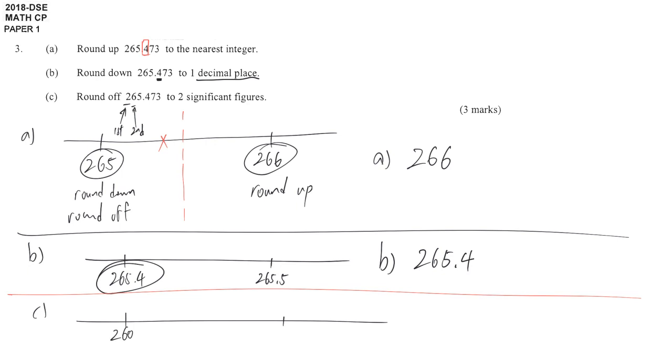And then the next value is 270. We are going to choose round off, so we need to read one more digit. It's more than half. It's somewhere here, closer to 270. So our answer in part C is 270.